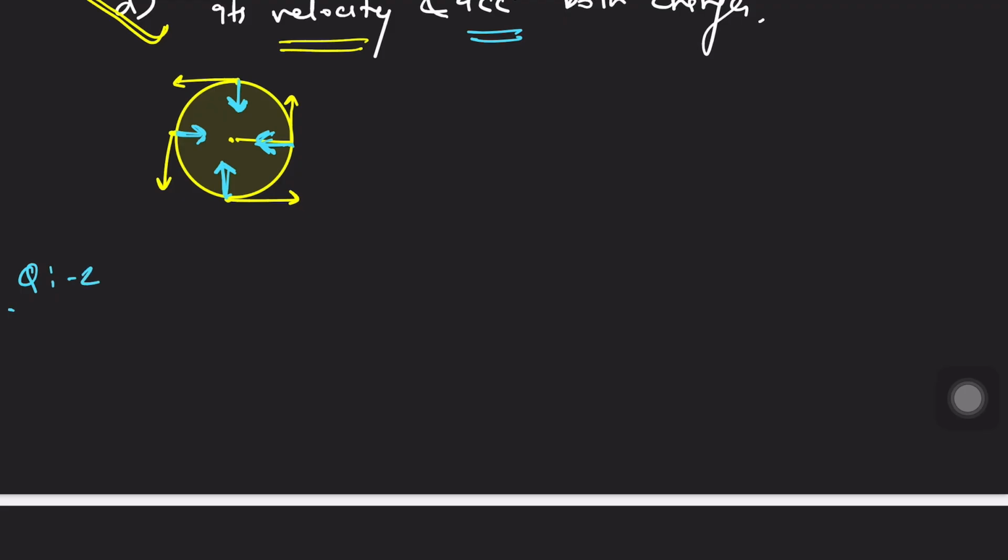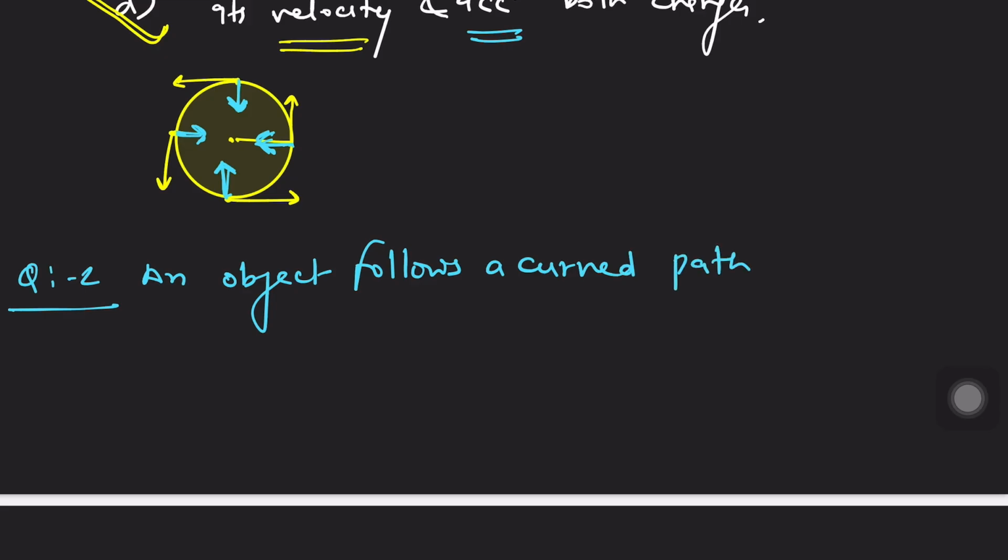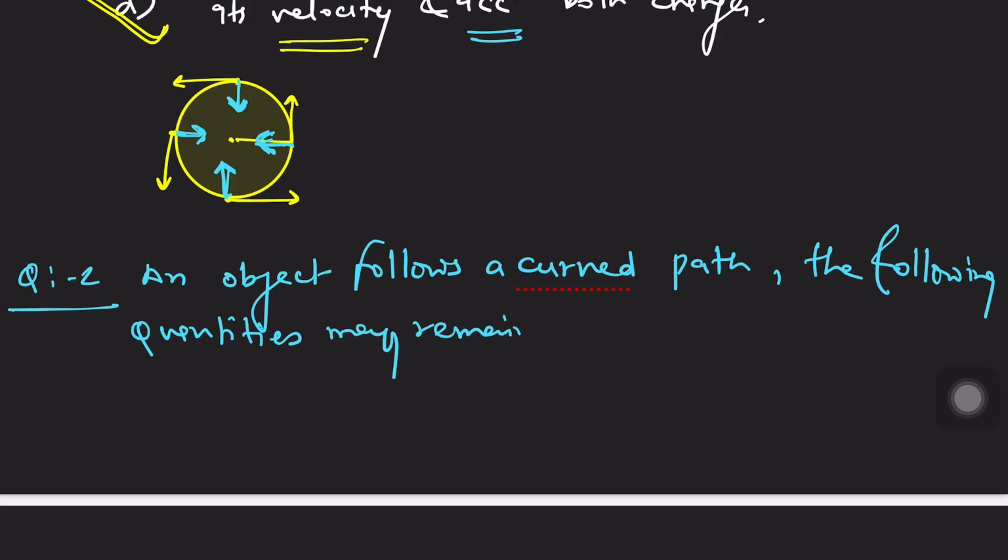So let me write down question number 2. Question number 2 says like this: an object follows a curved path. The following quantities may remain constant during the motion.